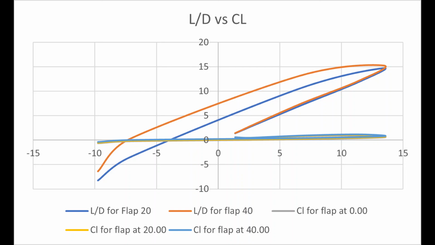This is the graph of lift to drag ratio against CL. This graph does not look as would typically be expected for a lift to drag ratio graph. The typical shape would be sort of an S-shaped graph. However, this, as you can see, is a lot more of an obscure shape. It's unsure why the graph actually has this shape.